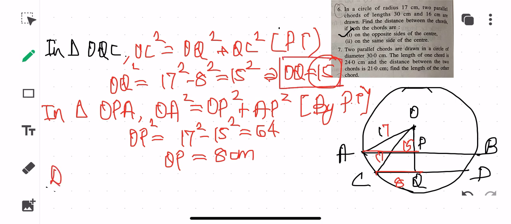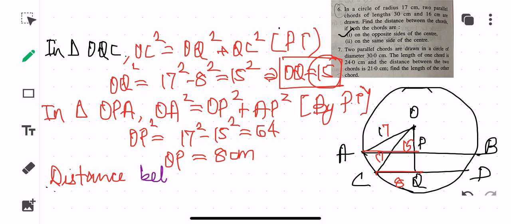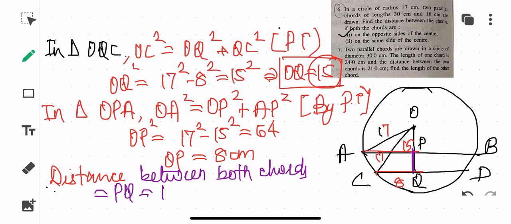Now what you will write is the distance between both chords. Here, what is the distance between both the chords? The distance between both chords is PQ. So how can you find PQ? This will be given by OQ minus OP. OQ you have calculated as 15, OP you have calculated as 8. So this is equal to 15 minus 8, that is 7 centimeters.